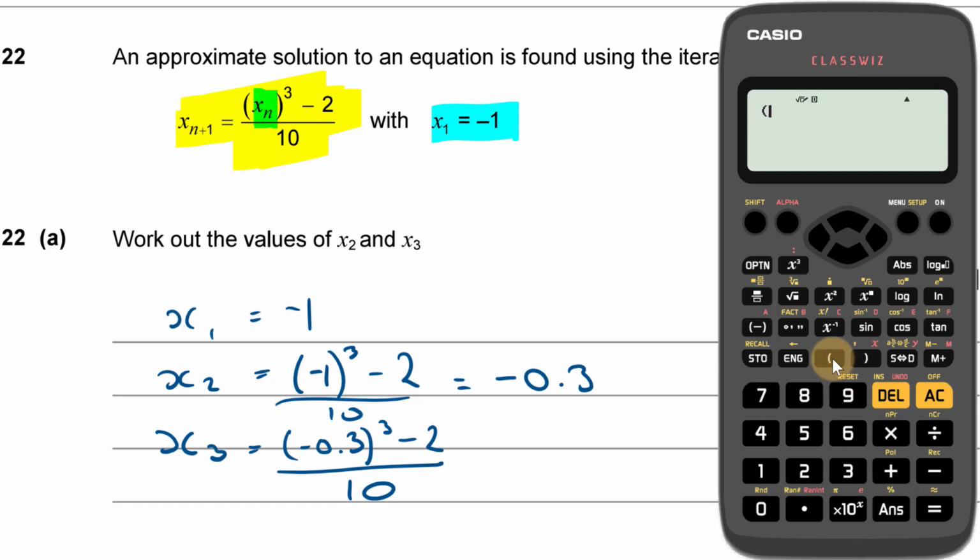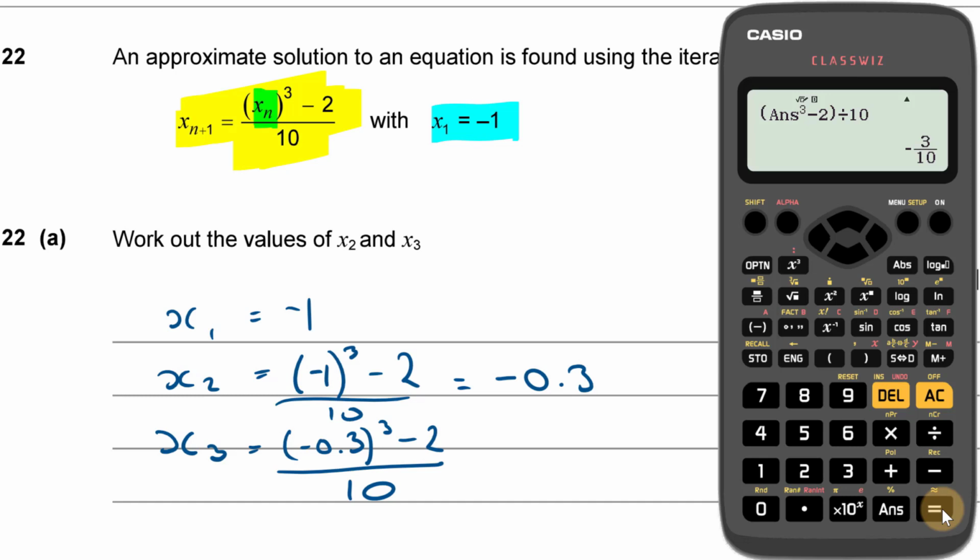So I'm going to type open bracket, answer, cubed minus 2, close bracket, divide by 10. What that will do is take my last calculated value of minus 1 and feed it in, and it will appear where the answer is. So minus 1 cubed, take away 2, divided by 10. That gives me my x2 value. You can see minus 0.3.